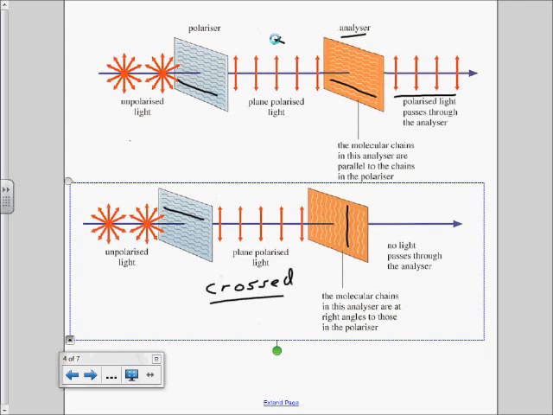So when the two Polaroid sheets are crossed, the first sheet cuts out the horizontal and lets through the vertical, and the second sheet cuts out the vertical and lets through the horizontal. But because there is no horizontal, nothing gets through. And so that's when you've got the two Polaroid sheets turned around such that when you look through them, you see nothing.